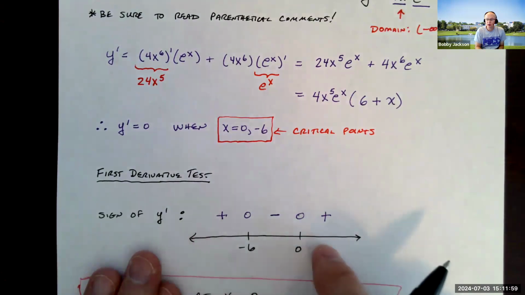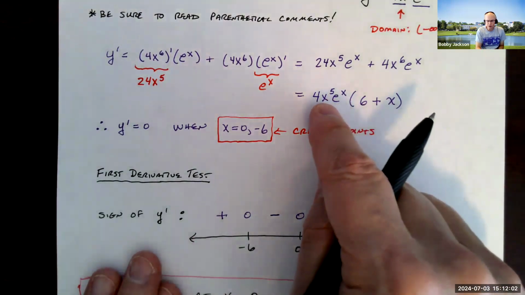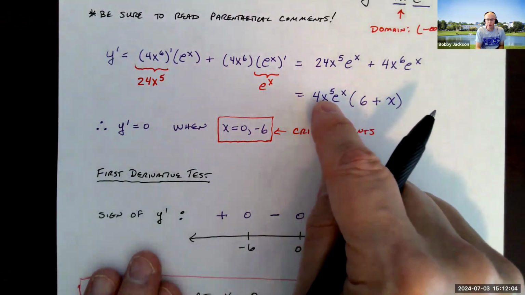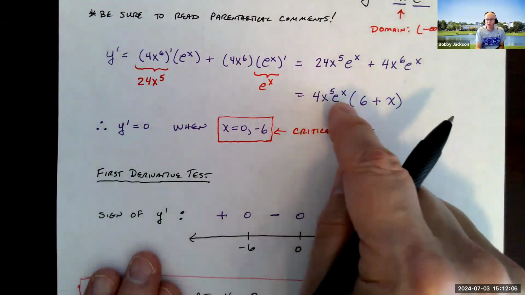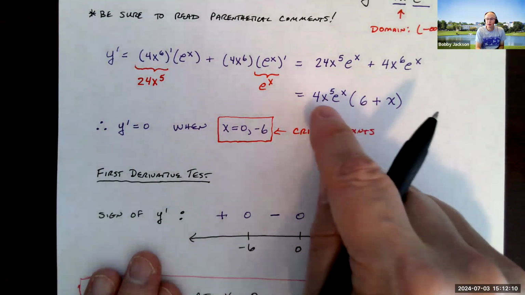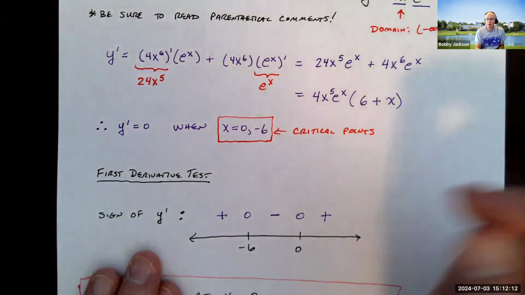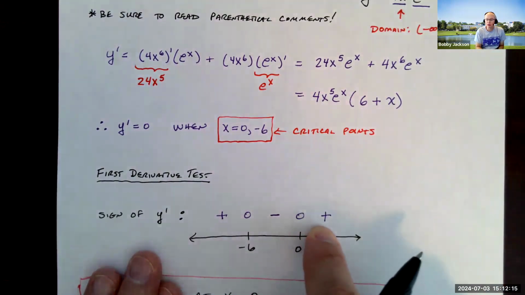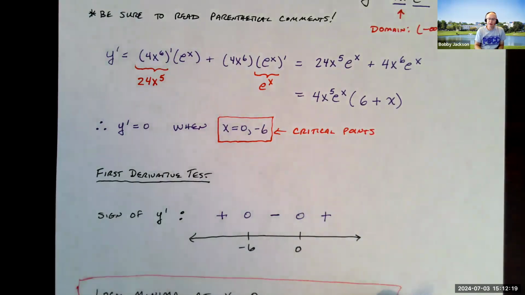And then something greater than 0 like 1. So this will just be 4. 1 to the 5th is 1. E to the 1st is e. So this is just 4e. 6 plus 1 is 7. 7 times 4, I get 28 times e. Bottom line is that's a positive number. Okay. So with this information, we can now answer the questions.